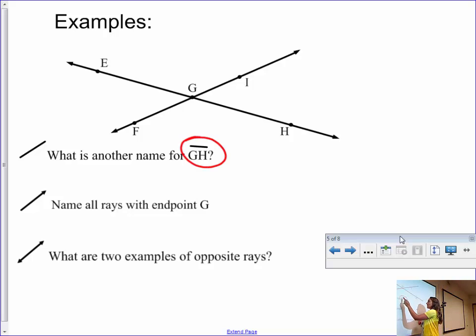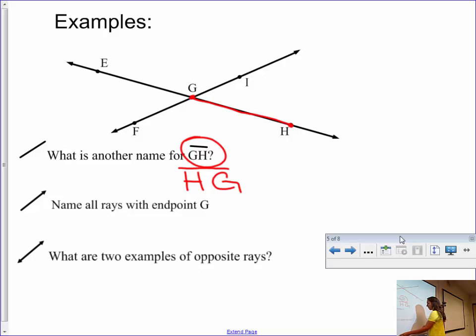All right, so the first question says, what is another name for GH? And looking at the notation, it's a line segment. So this is line segment GH. So remember, just like Mrs. Hurst said, you have to use the endpoints. Well, the endpoints are G and H. The only other way to name this line segment is flipping it and reading it HG with the line segment symbol above it. No other option for this question.